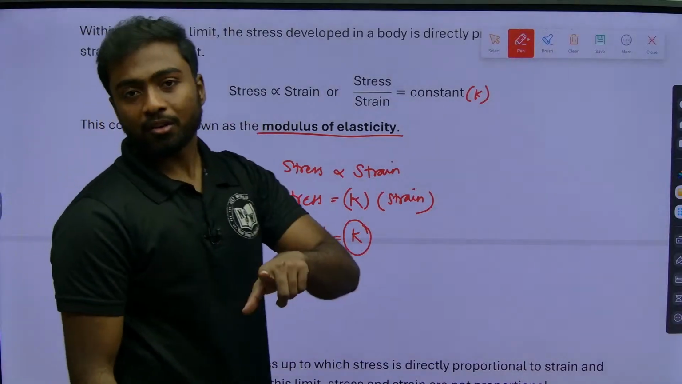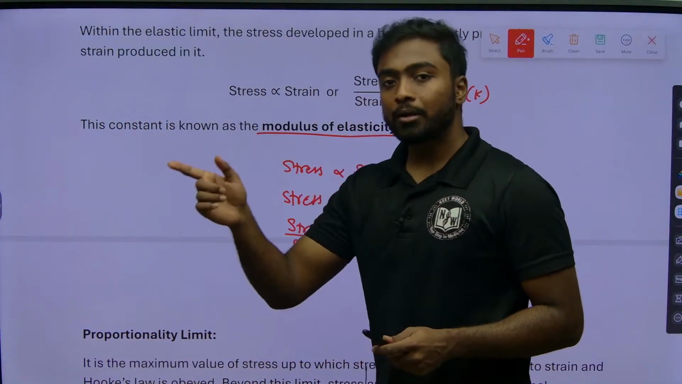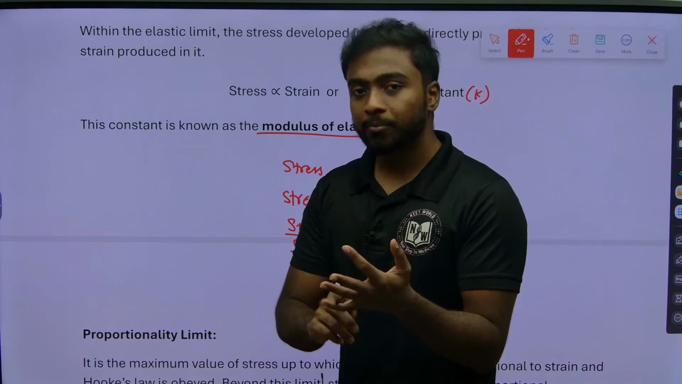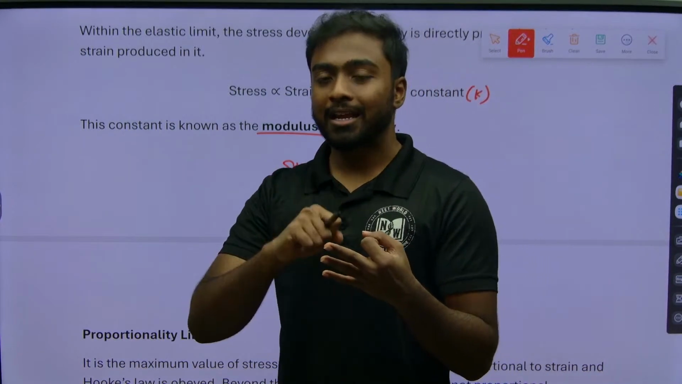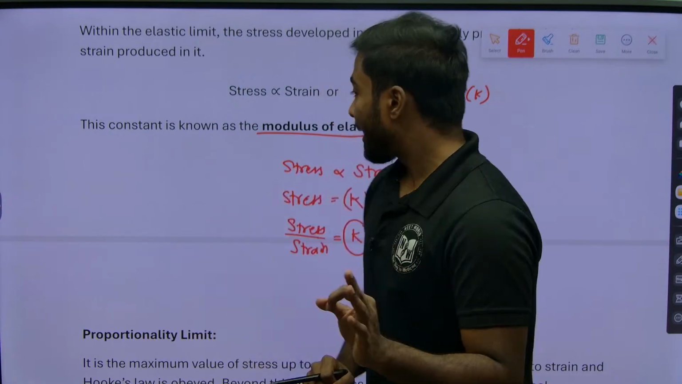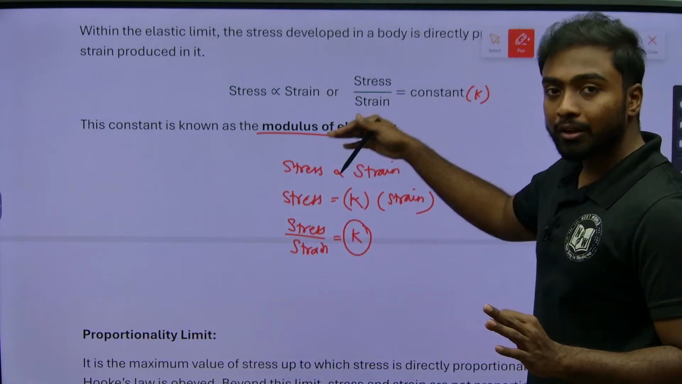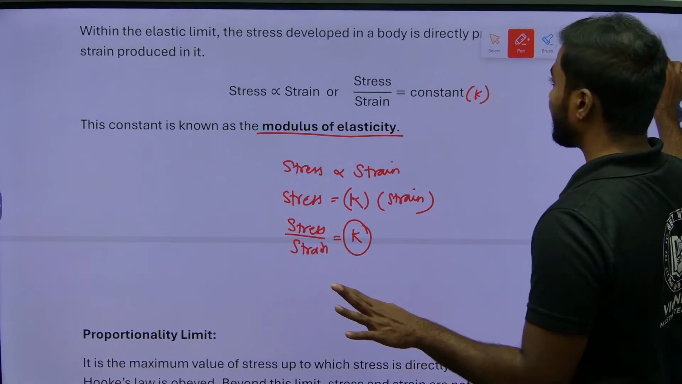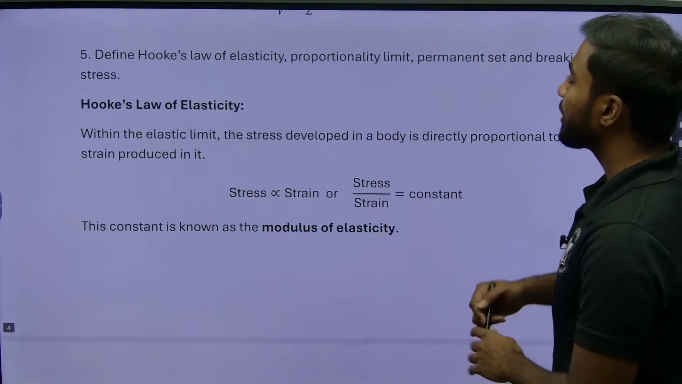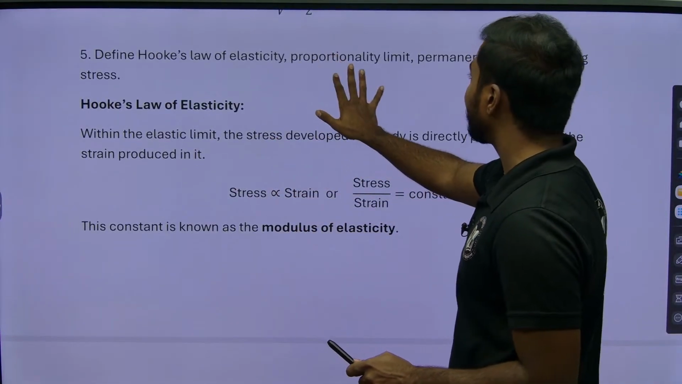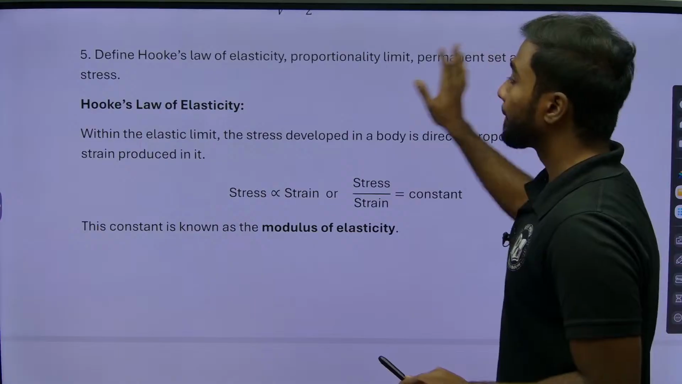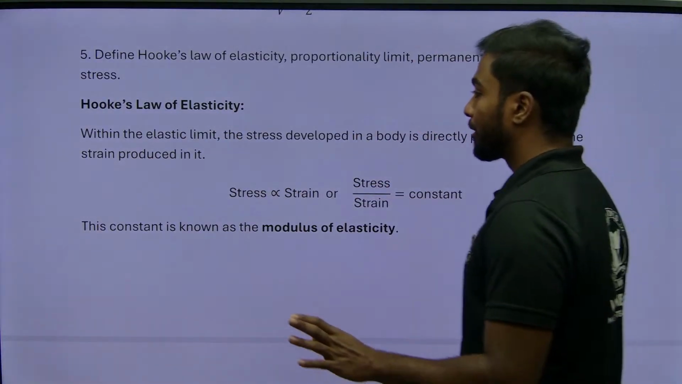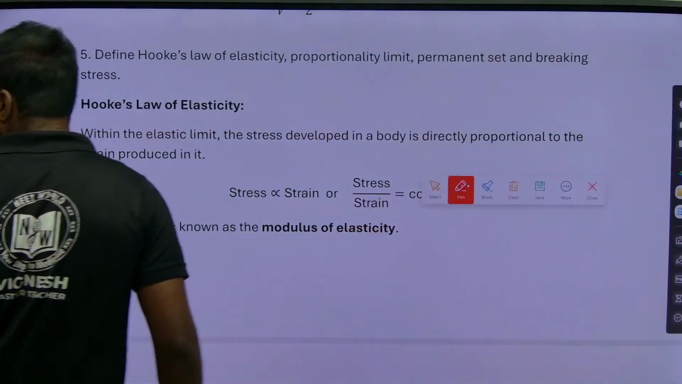Now we are going to see three types of this modulus of elasticity, since stress also has three types, strain also has three types, and elasticity also has three types. We are going to see that in the last question, the 8th question. When we are talking about this question, we need to explain elasticity, proportionality limit, permanent set and breaking stress. So I will give a diagram here so that you can understand.